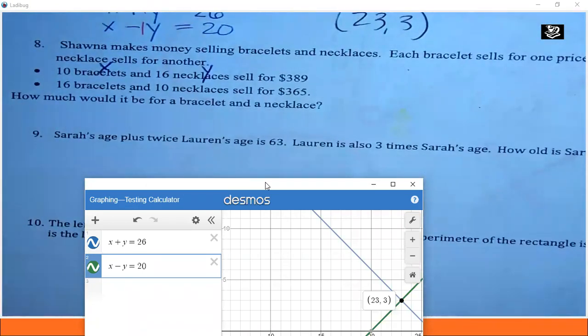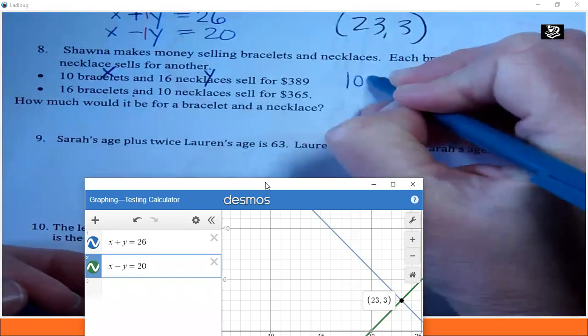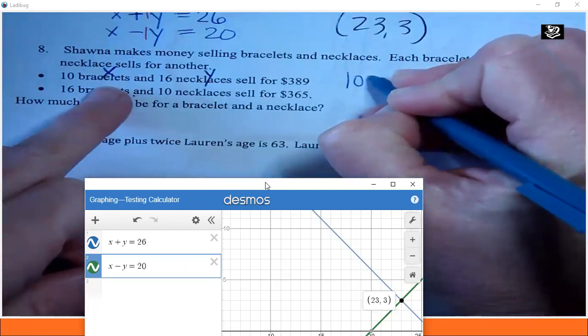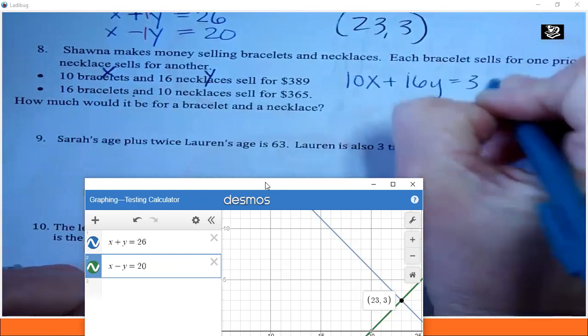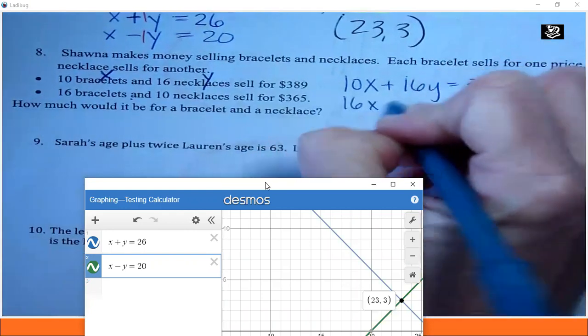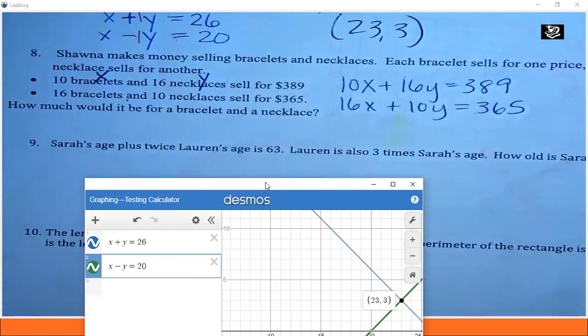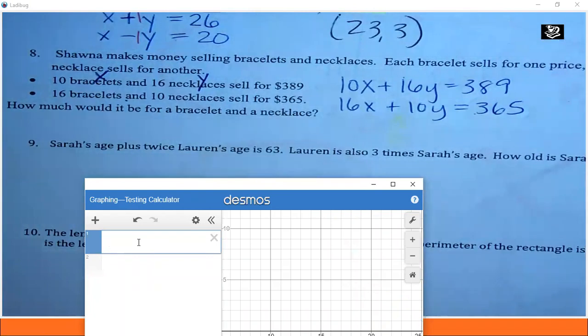Jada, what would be my first equation? 10 what? What do I have to put next to 10? Plus. Equals 389. Janae, what would be my next equation? 16x plus 10y equals 365. Good. All right, let's go ahead and put this one in Desmos. You already have this one in, Jordan?